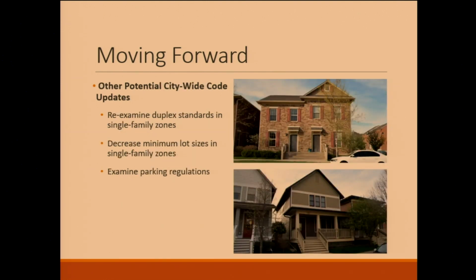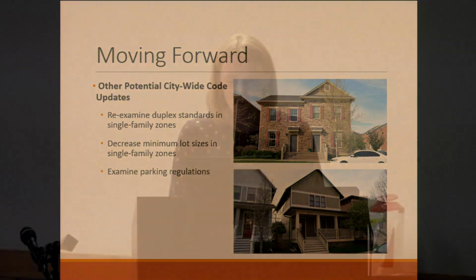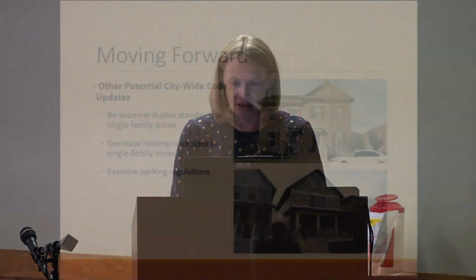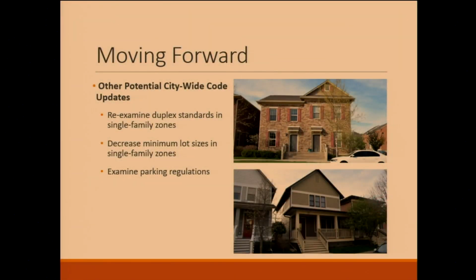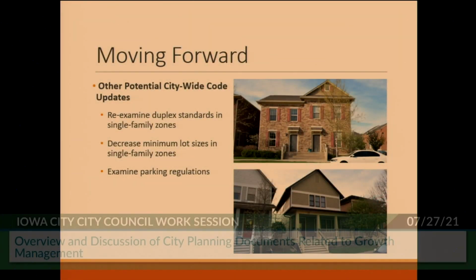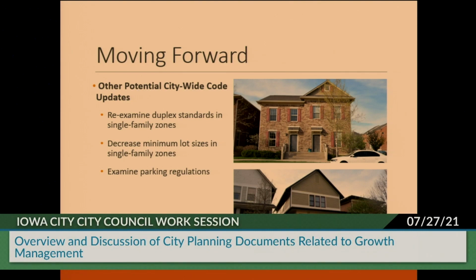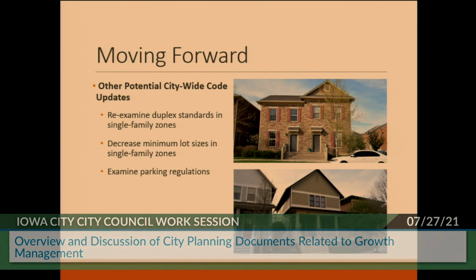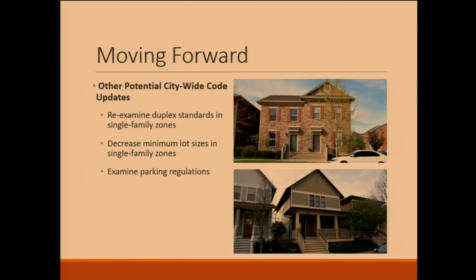Staff has also evaluated what other code changes could be done now. In evaluating these changes, we looked at timeframes, staffing capacity, and potential impacts. The 3 options that we've outlined on the screen are amendments that would not take too long to implement. They also might not have the greatest impact. These include re-examining our duplex standards for single-family zones. As I mentioned before, duplexes are only allowed on corner lots in single-family districts. We could look at decreasing minimum lot sizes for single-family zones and examine parking regulations.